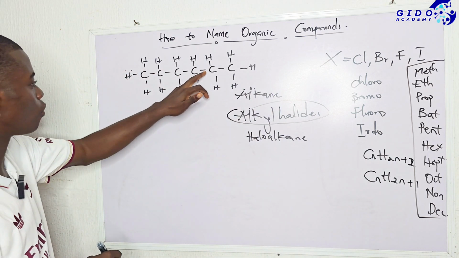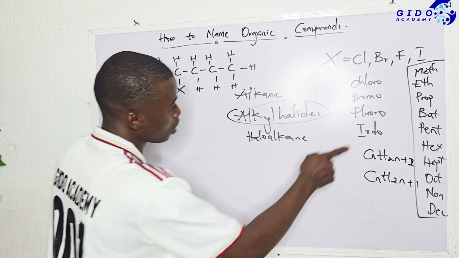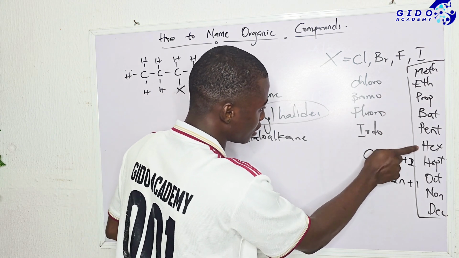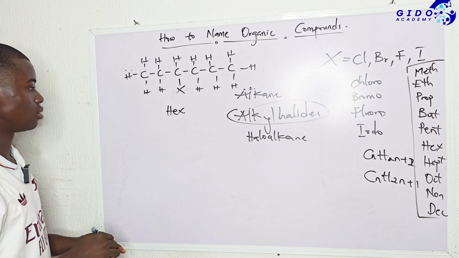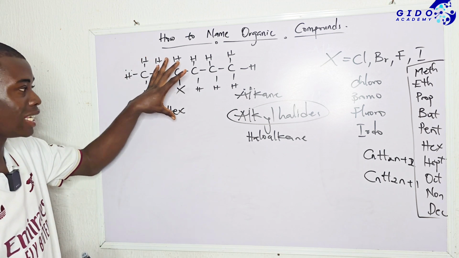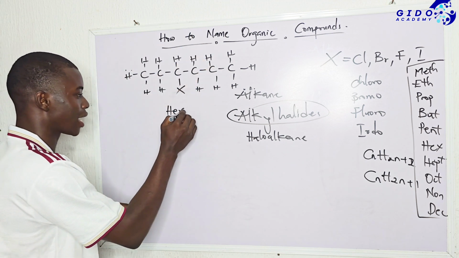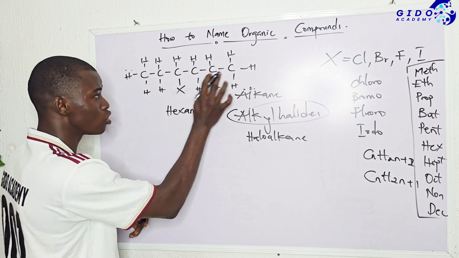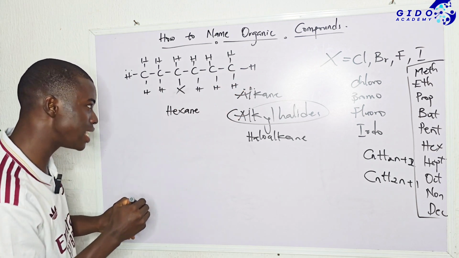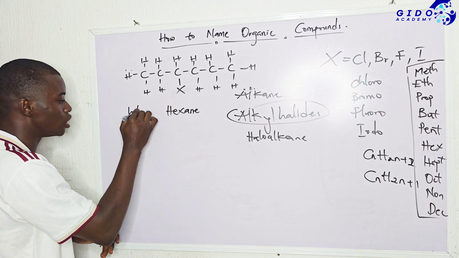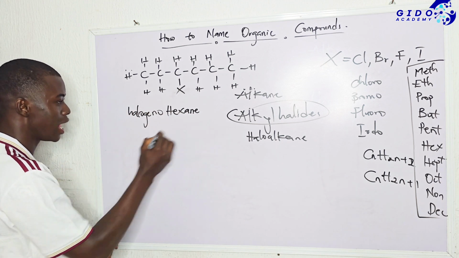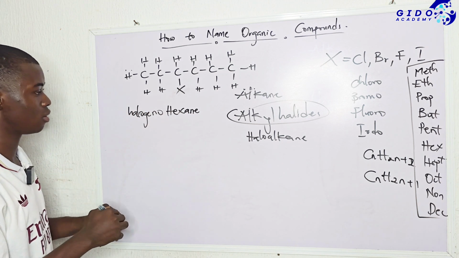So let's look at the carbon atoms. 1, 2, 3, 4, 5, 6. 6 carbon atoms. 6 is what? It is hex. So is it alkane, alkene, or alkyne? The answer is what? Alkane, because it is singly bonded. There's no double bond here. So we call it what? Hexane. But there is X here. X means what? Halogen, which is halogeno what? Hexane.